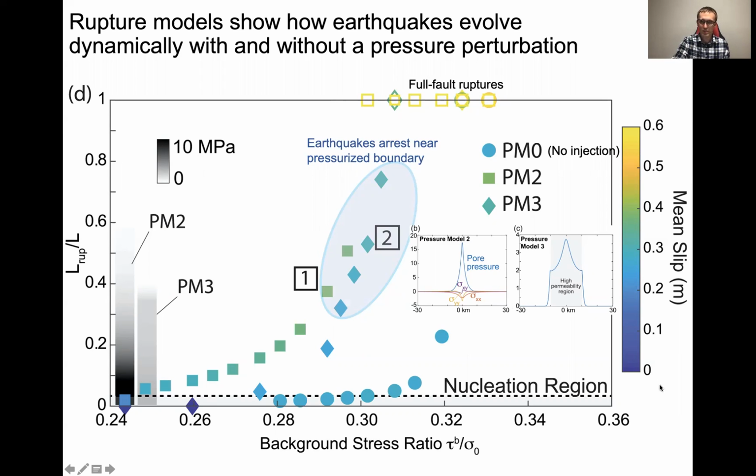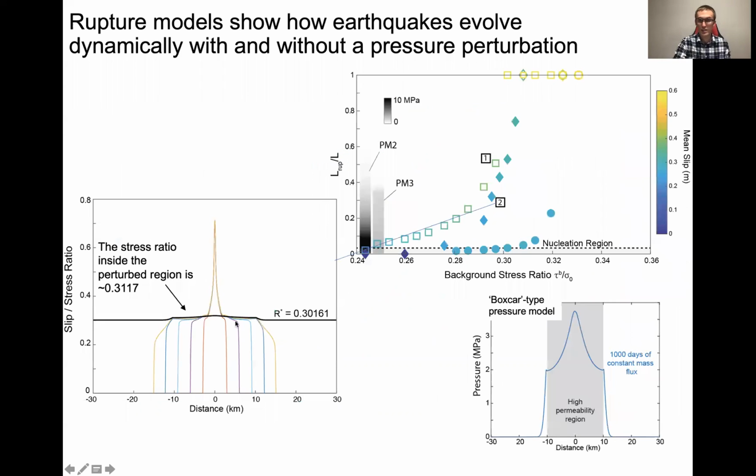And if we look at individual examples of this, here's a particularly clear example, this is pressure model 3, the boxcar type model. We have a rupture that begins. You see this initial pulse that's due to the initiation. And then the rupture is kind of propagating along. It reaches the edge of the perturbed zone where you can see the resolved stress ratio changes, and then it dies away.